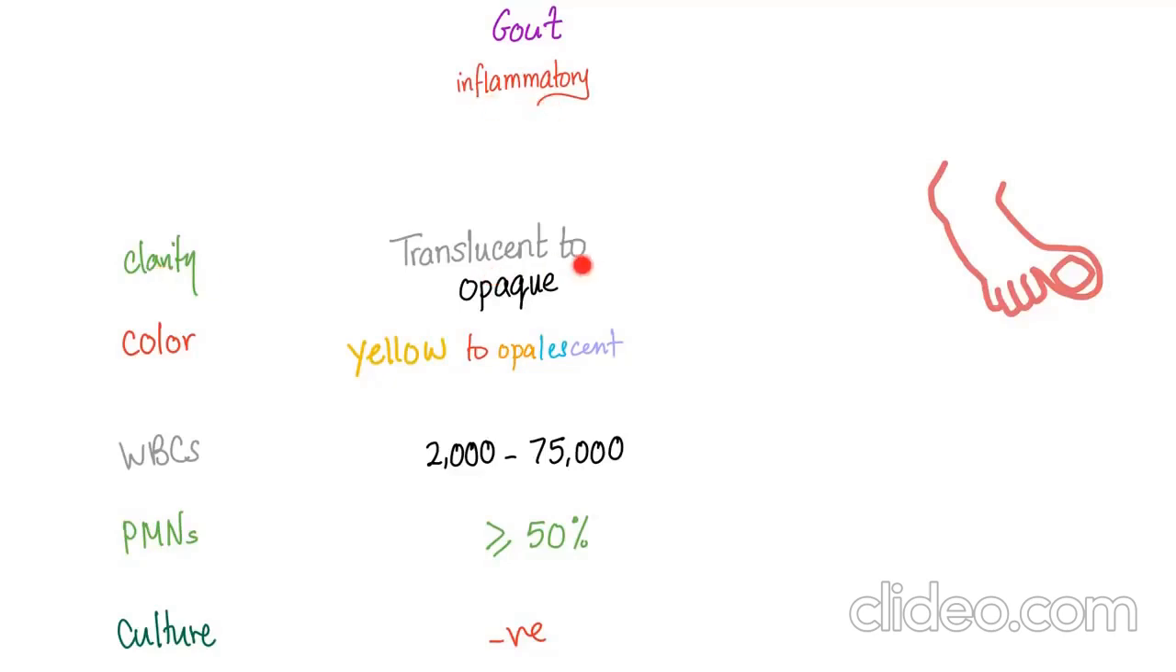Okay, clarity, translucent to opaque, which is not normal. Color, yellow to opalescent, which is not normal. White blood cells, 2,000 to 75,000, which is not normal because the normal was less than 200. PMNs, more than or equal 50,000, and the culture is negative.